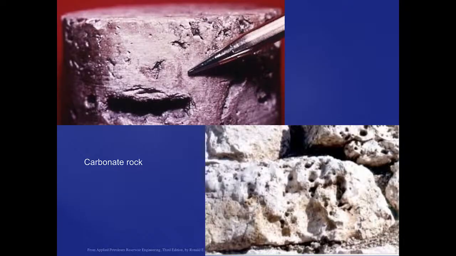Second kind of rock structure that we find oil and gas in is what we call carbonate rock, and here you can see the vugular nature, the holes in this kind of rock. Those are the 2 dominant types of structure that we find oil and gas in.